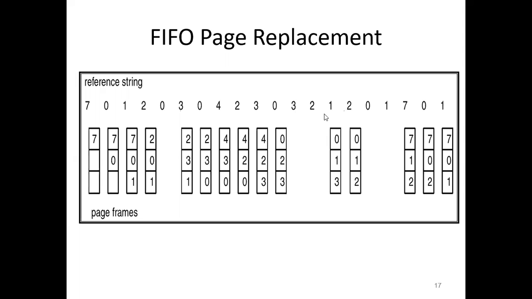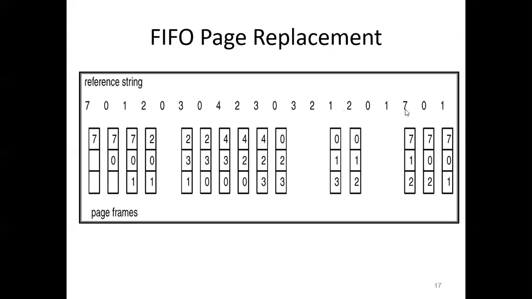Again 2 comes here, but the frames are already filled. So replace one page. Page number 3 comes before 0 and 1, so it comes first. So 3 will be replaced by 2. Again 0 occurs. No page fault for 0. No page fault for 1.